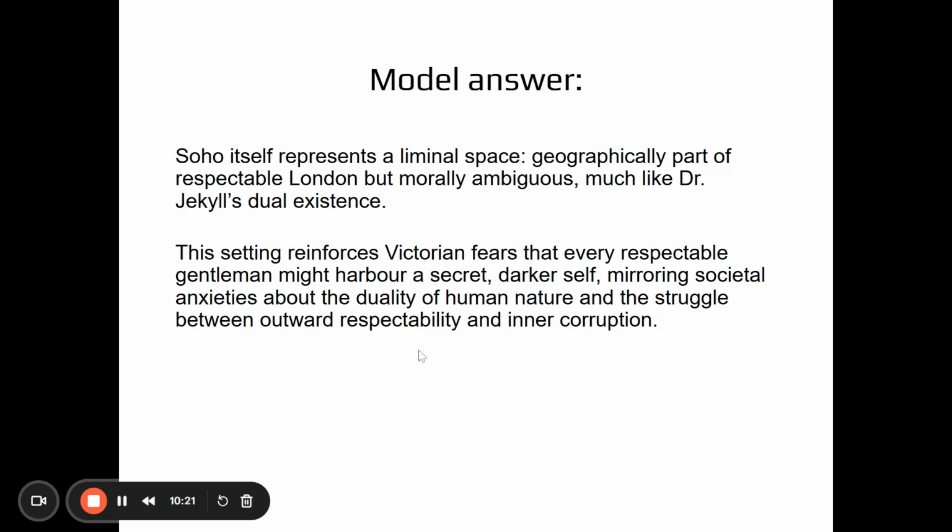Soho itself represents a liminal space, geographically part of respectable London, but morally ambiguous, much like Dr. Jekyll's dual existence. This setting reinforces Victorian fears that every respectable gentleman might harbour a secret, darker self, mirroring societal anxieties about the duality of human nature and the struggle between outward respectability and inner corruption.